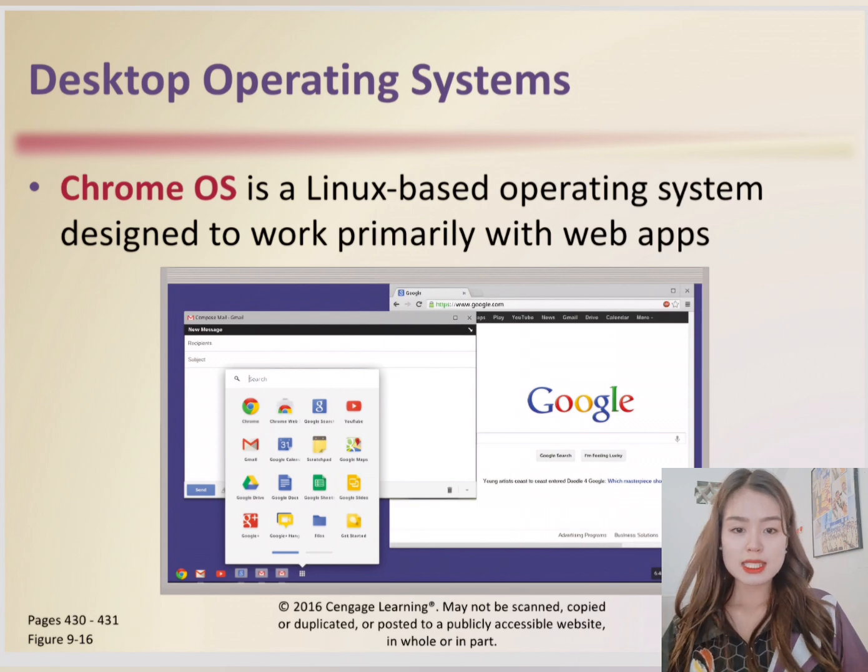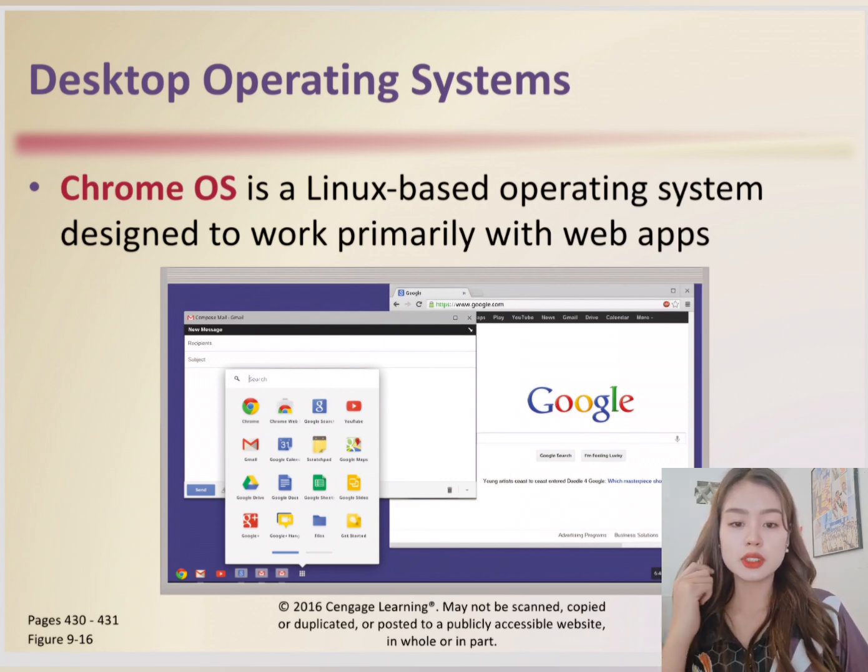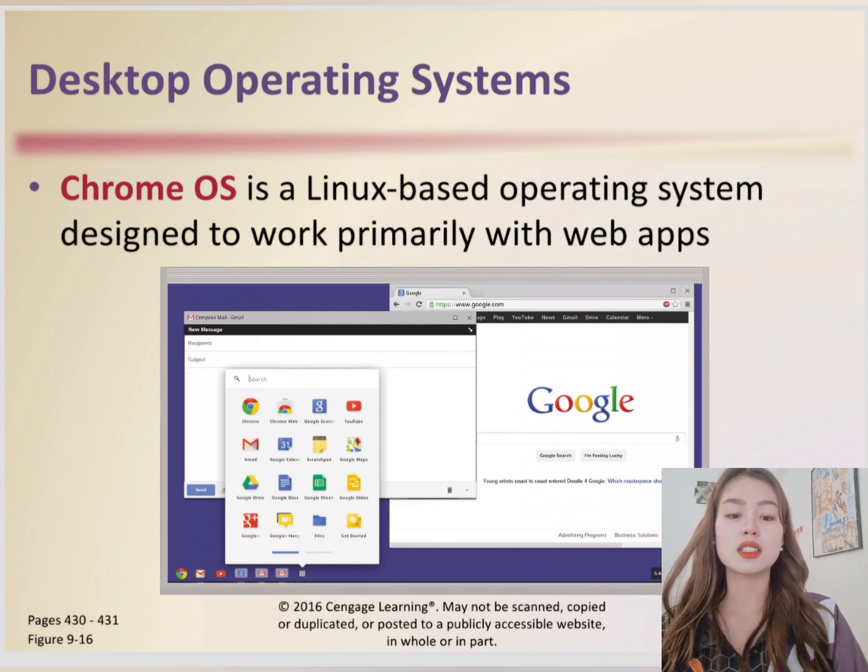Chrome OS is a Linux-based operating system by Google, designed mainly for web apps. It's fast, secure, and cloud-focused, running most applications through the Chrome browser. It's used in Chromebooks, Chromeboxes, and Chromebases, and supports Android and some Linux apps.